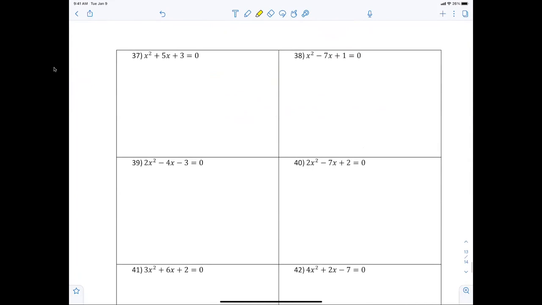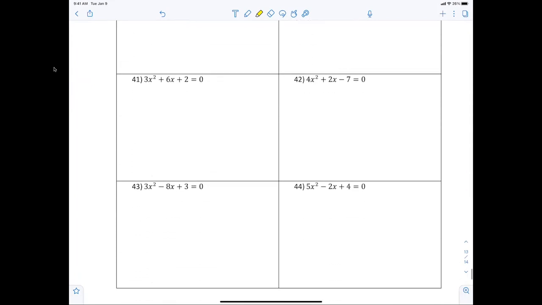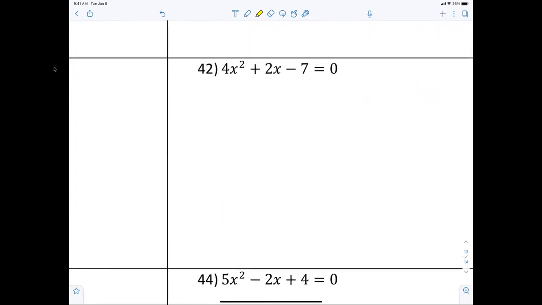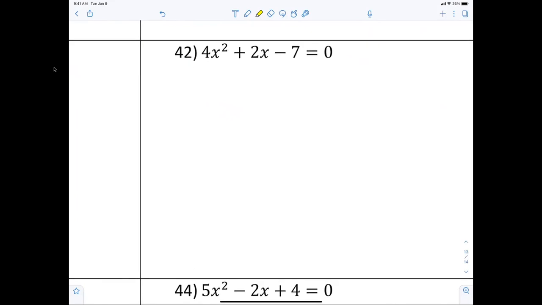Okay, so let's do one that might cause a little bit of trouble here. Let's take a look at number 42. All right, so here we go. X equals, what do we got? -2 plus or minus the square root of 4 minus 4 times 4 times -7 all over what? 8. Everybody good with that?